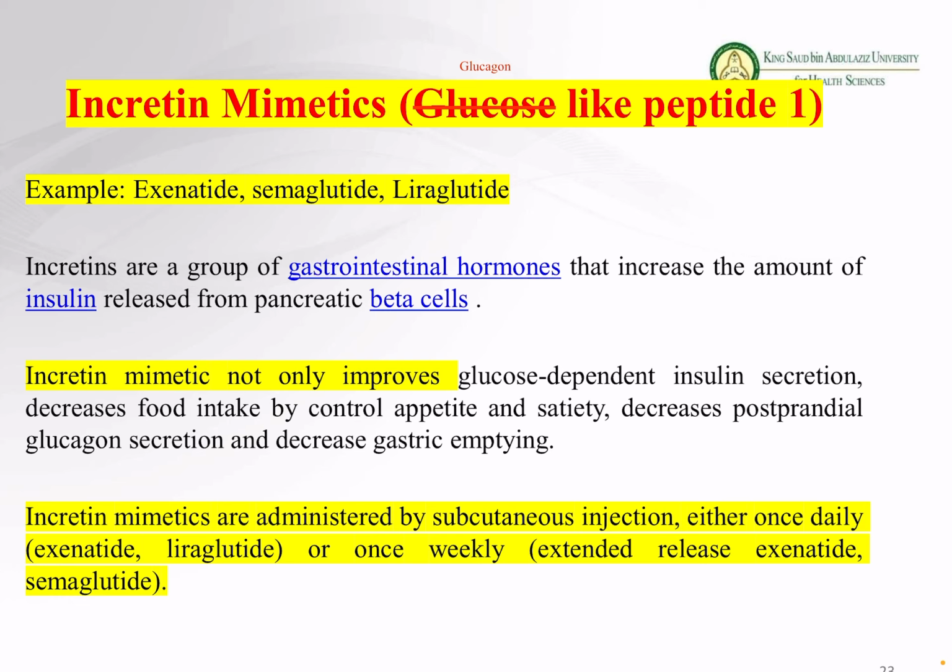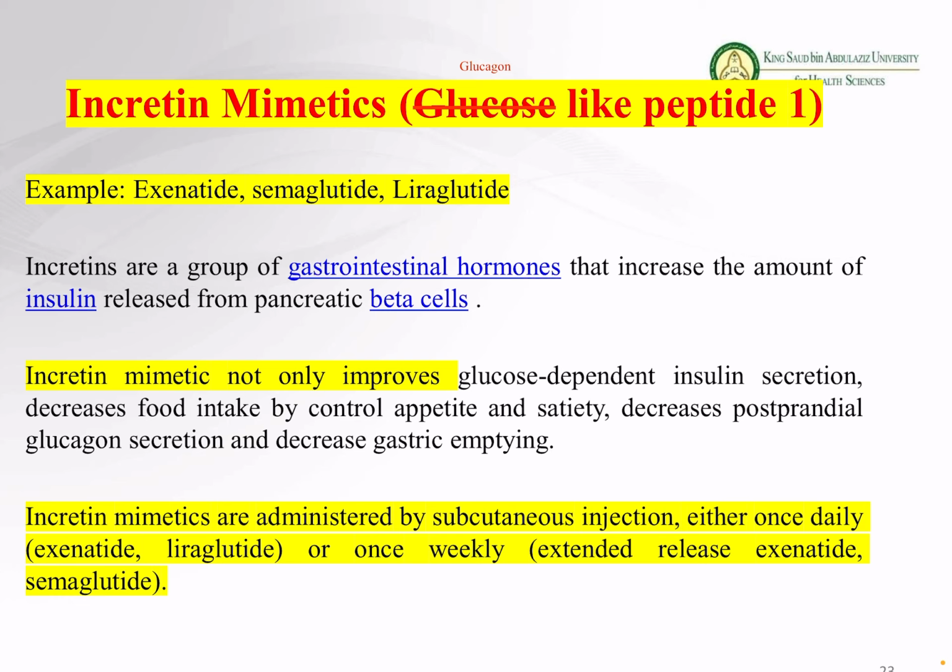Also, these drugs will decrease postprandial glucagon secretion and decrease the gastric emptying time. Gastric emptying is the time when your gastric contents, or the stomach, will be empty. So what will happen? They allow the food to be retained in the gastrointestinal tract for a longer period of time, so we say decrease gastric emptying time. You feel satisfied, or satiety, so you don't feel hungry frequently. So these are the incretin mimetics.